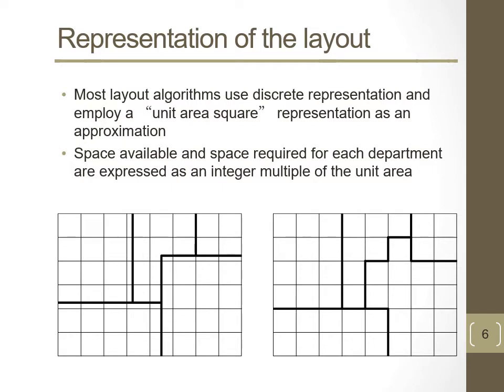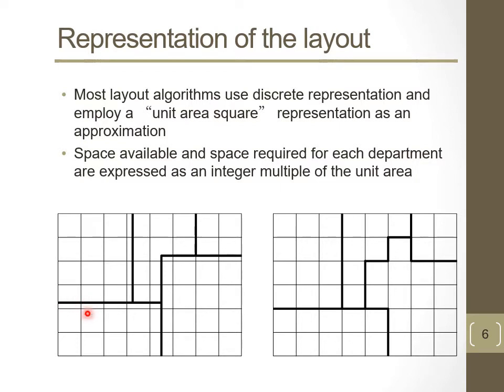So the main idea in representing with unit area squares is that the borders of the department should coincide with the borders of the unit areas. Then what can we do? In fact, we make an approximation here, and we just shift this border to the left so that it coincides with the border of the unit area. Similarly, we shift this down so that again it coincides. But as you see, when we shift it left, we lost some area from this department. Its actual size became smaller.